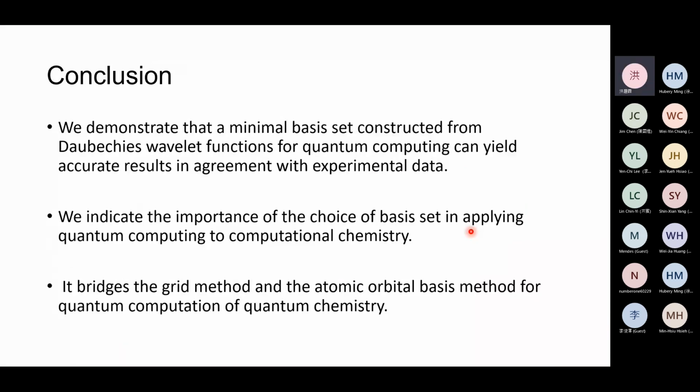So in this work, we demonstrate that the minimal basis set constructed from Daubechies wavelet functions for quantum computers can yield accurate results in agreement with experimental data. Also, we indicate the importance of the choice of basis set in applying quantum computing to quantum chemistry. Still, the Daubechies wavelet bridges the grid method and the orbital basis set methods for quantum computation and quantum chemistry.